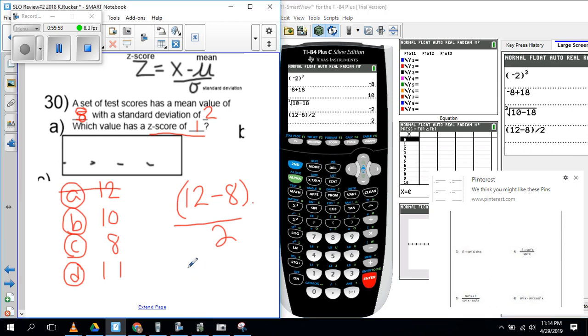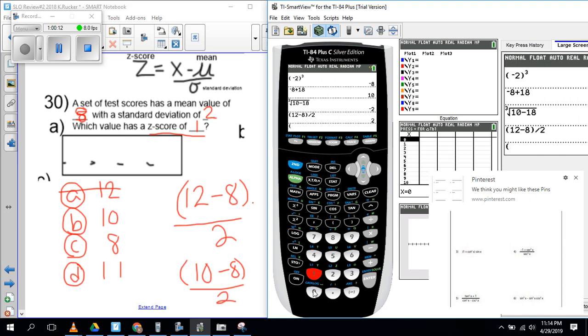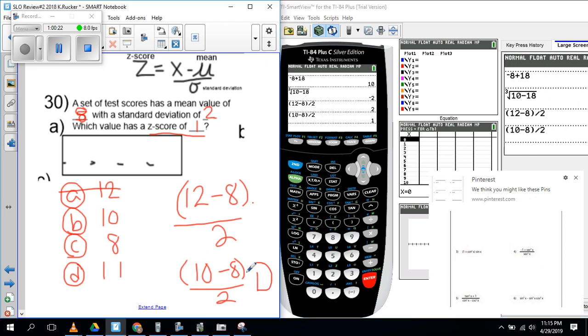Okay, let's try the next one. We'll do 10 for our data minus the mean. Remember the mean here is 8 over 2. So we got 10 minus 8 divided by 2. And what do we have here? We have 1. So our answer to this would be our B, 10. 10 makes a z-score of 1. Okay, so pause the video and try the next problem.